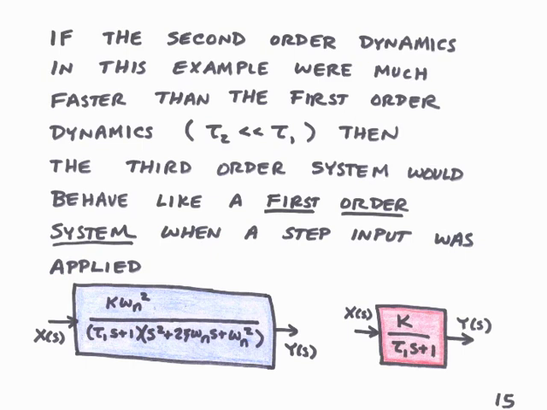Now, in the example we just did, the second order dynamics were slow and the first order system's dynamics were fast. So now we're going to reverse that. Let's suppose the second order system dynamics in our example are faster than the first order dynamics. So tau2 is much less than tau1. In this case, the third order system will behave like a first order system when a unit step is applied as input.